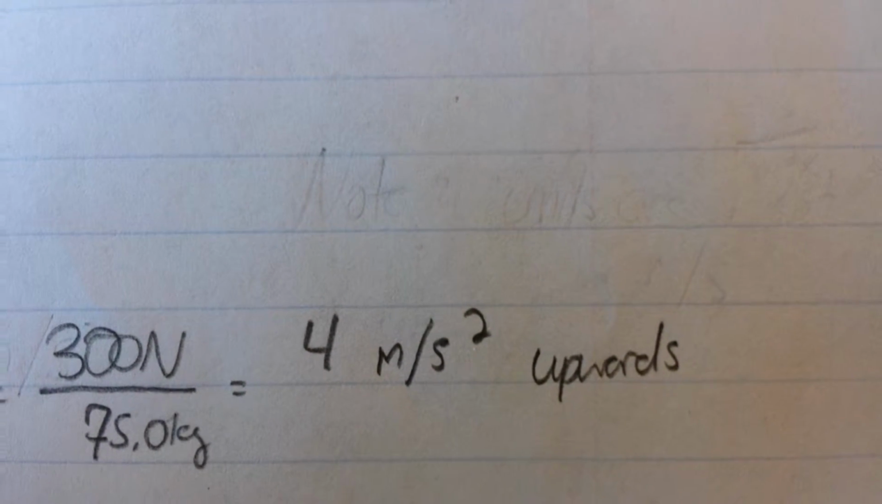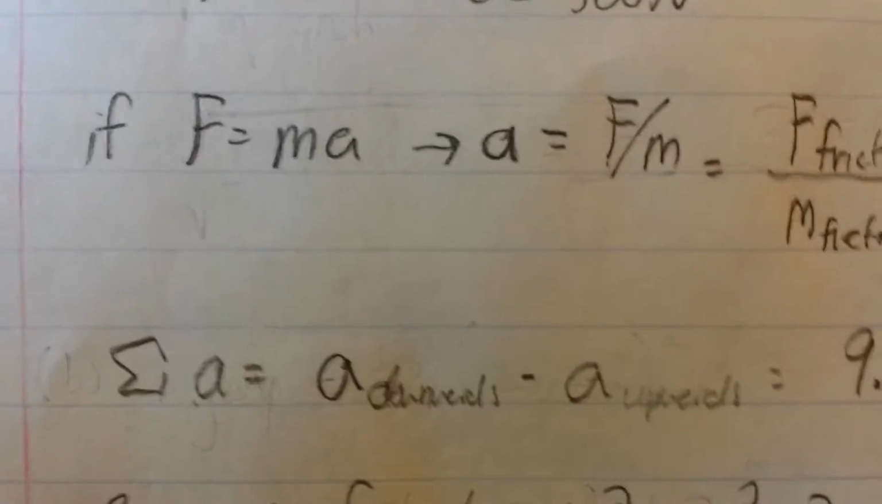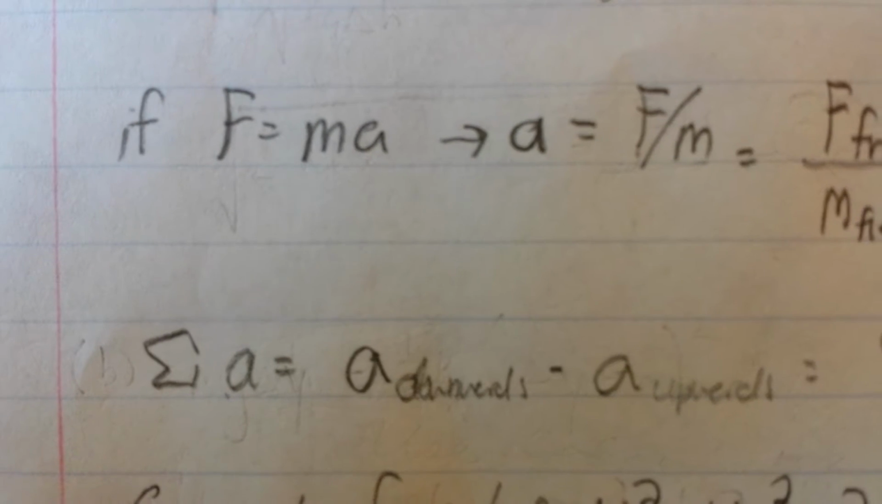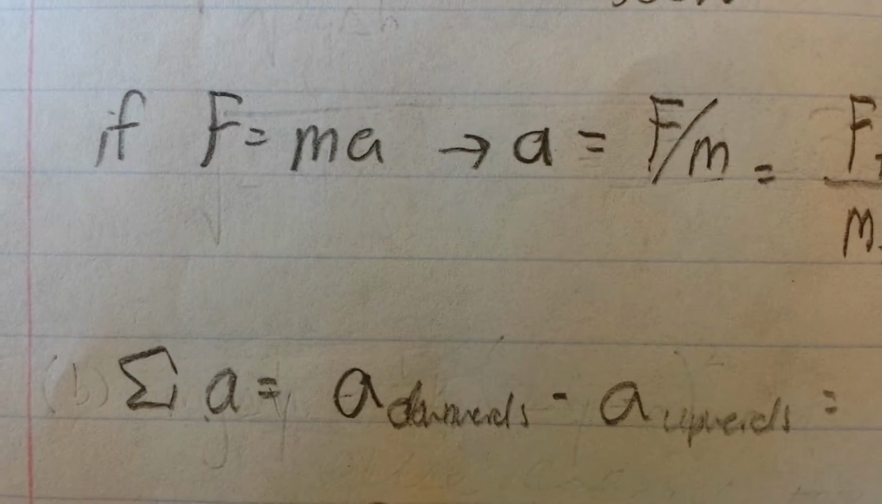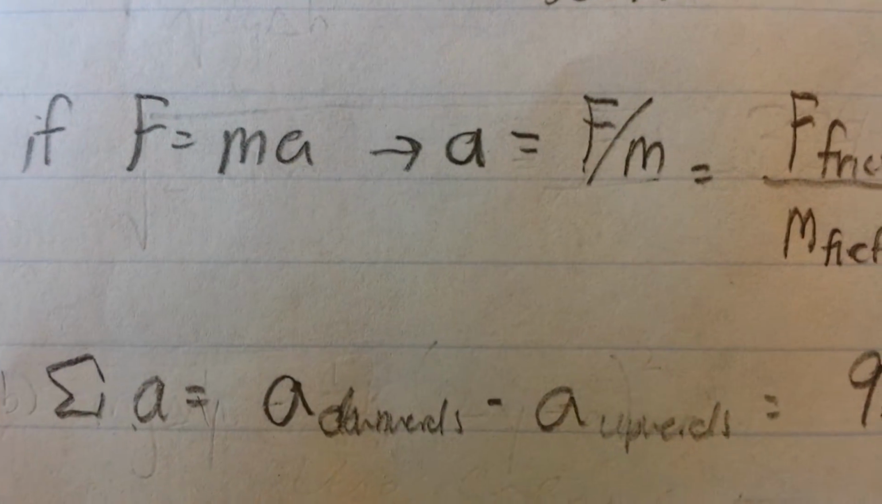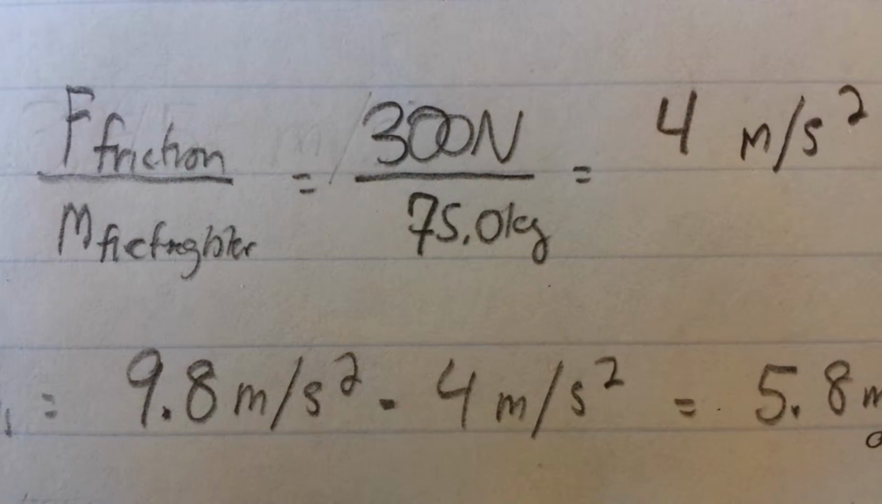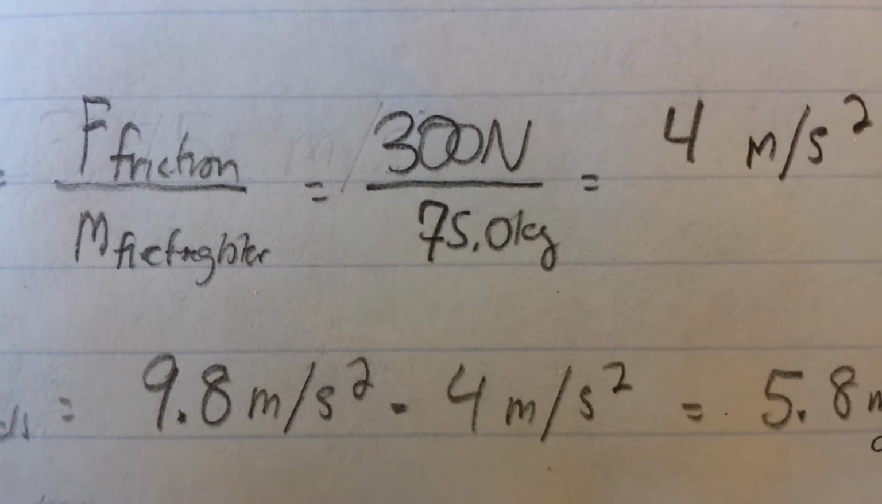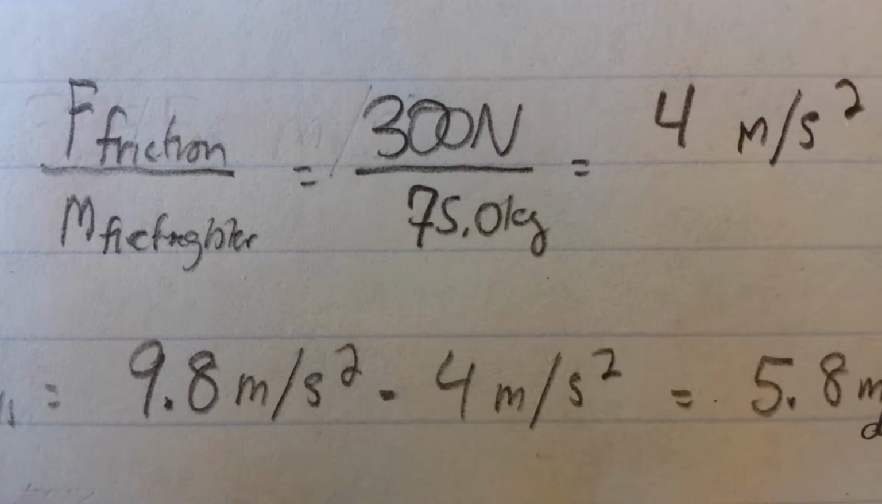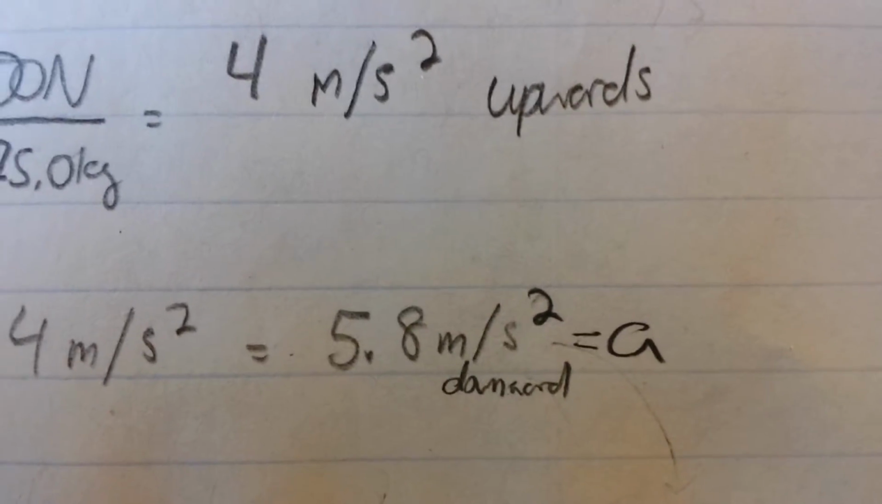Now, this is only the upwards component. You still have to find the downward component. However, the downward component is merely gravitational acceleration. Again, this is the view here of net acceleration, which is acceleration downwards minus acceleration upwards. And acceleration downwards is just gravity at 9.8 meters per second squared, and the acceleration upwards, which we found earlier, is 4 meters per second squared. Giving the net acceleration as 5.8 meters per second squared downwards.